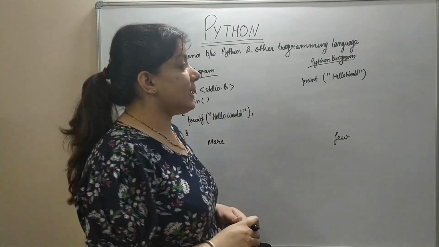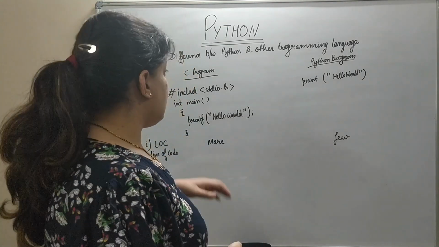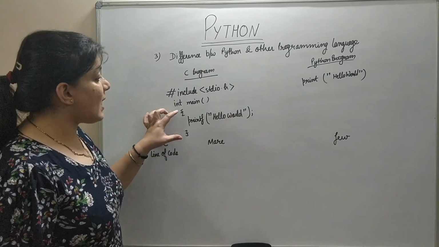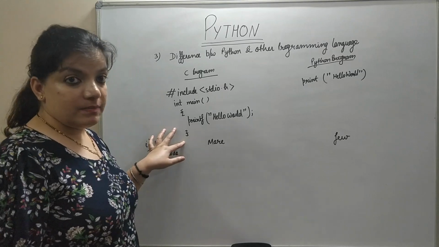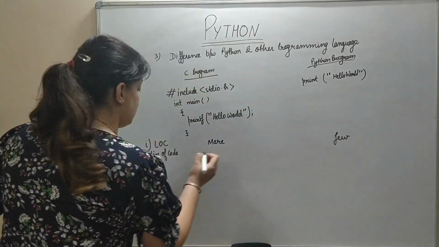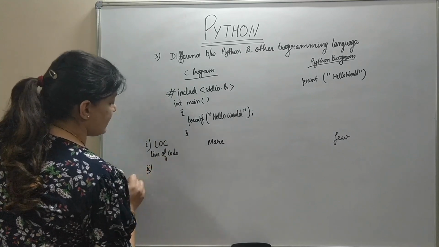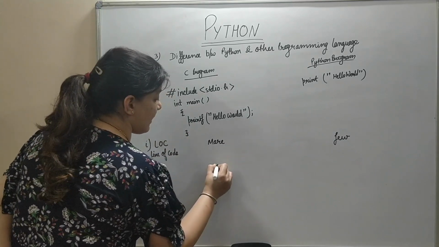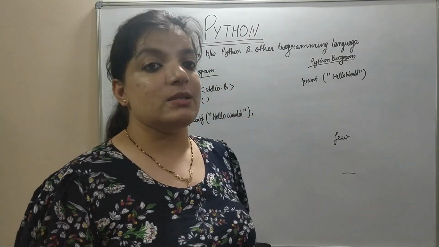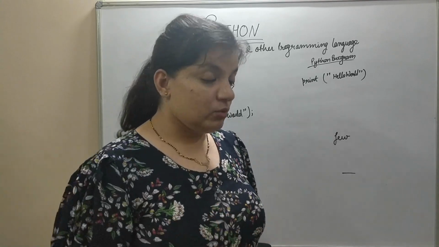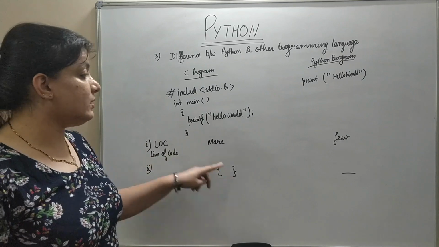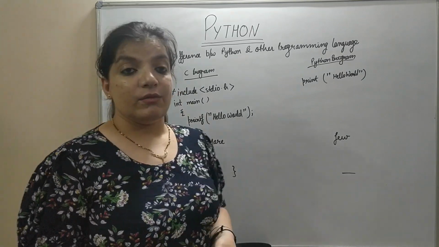Now what is the second difference? In C language, every function is started with this curly braces. Okay, while in this there is no use of curly braces. So the second difference is based on brackets. In this we don't need to use any curly braces to define the scope. In C we use this bracket to define the scope of this main function.